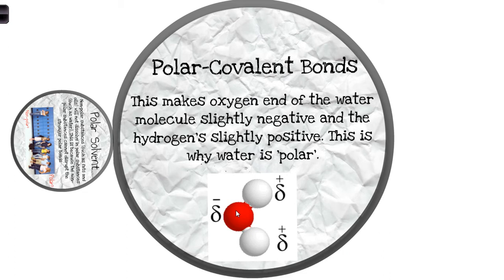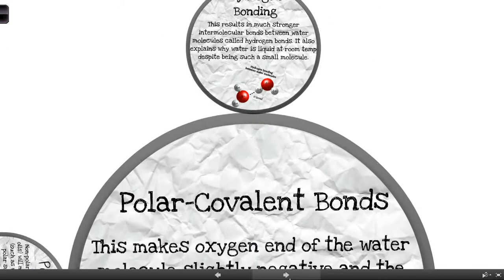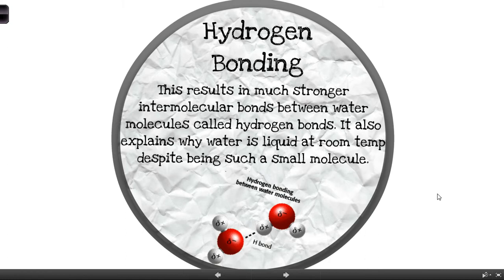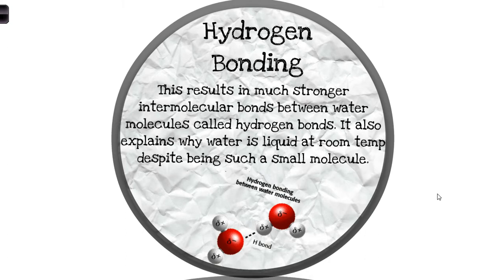So it doesn't matter what charge the object is, because of the slightly positive and negative ends here, it means that the water molecule will be attracted towards it. So what's that got to do with life on Earth? Well, this creates a much stronger intermolecular bond between water molecules.